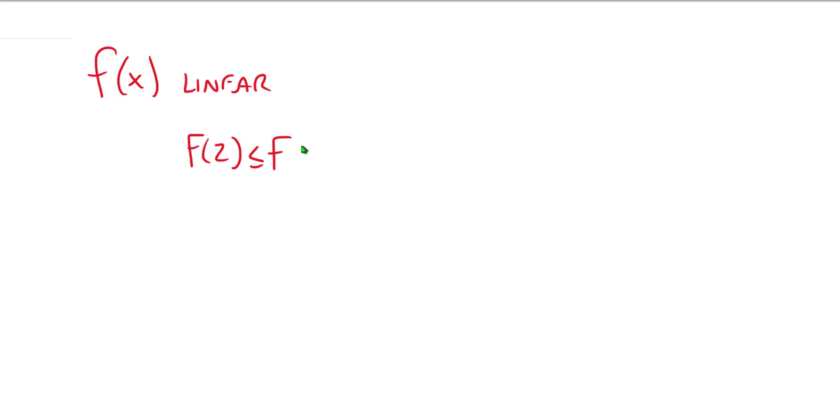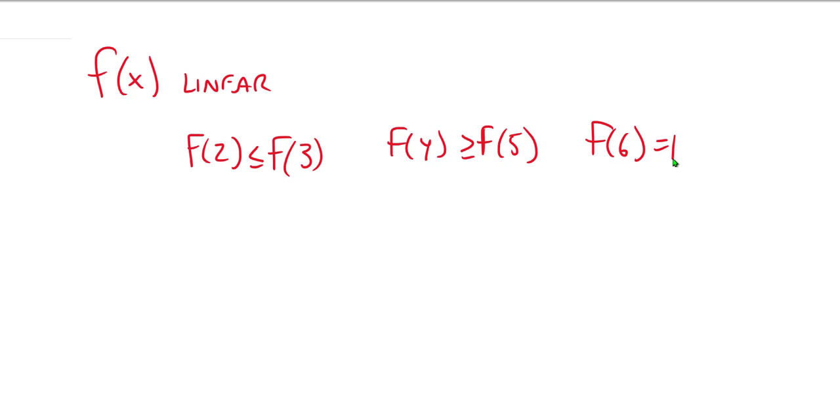This question tells us that f of x is a linear function. F of x is linear. The question also says that f of 2 is less than or equal to f of 3, f of 4 is greater than or equal to f of 5, and f of 6 equals 10, and then asks what must be true.